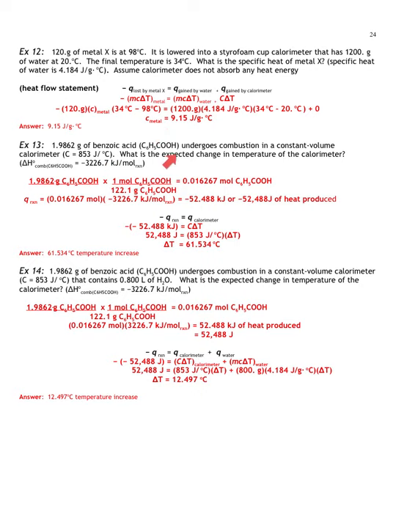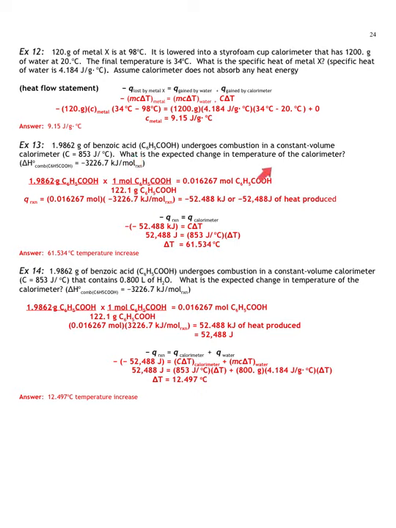Alright, now we go to a different problem. In example 13, you're given grams of benzoic acid. It undergoes combustion in a constant volume calorimeter, and the calorimeter's heat capacity is given to us here.